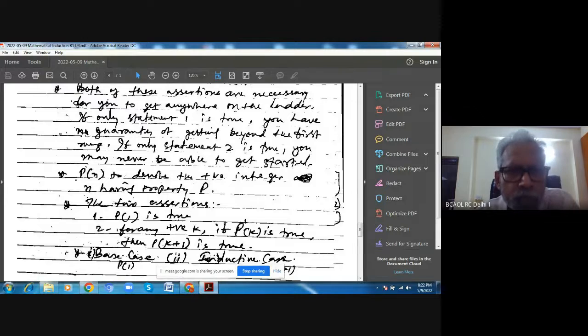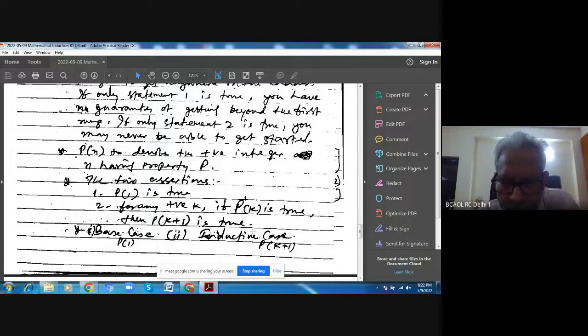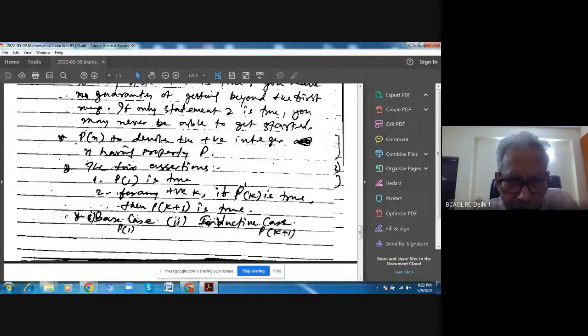Then second, for any positive k, if P(k) is true, then in the second condition you have to consider k instead of 1. So that is the second step. Continuing, then the third step: P(k+1) is true. So step by step you are proving that it is true. Both the cases should be true.